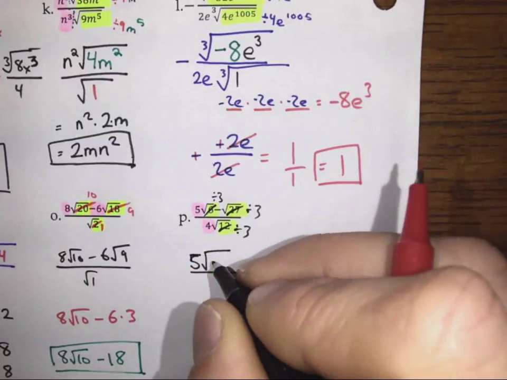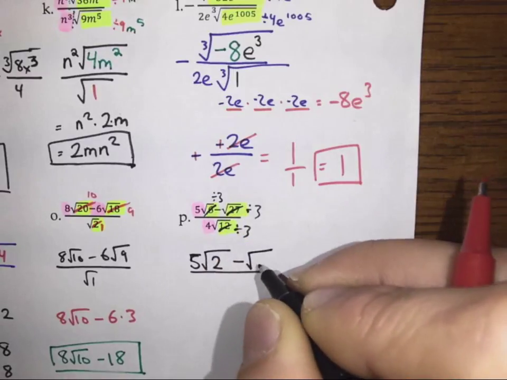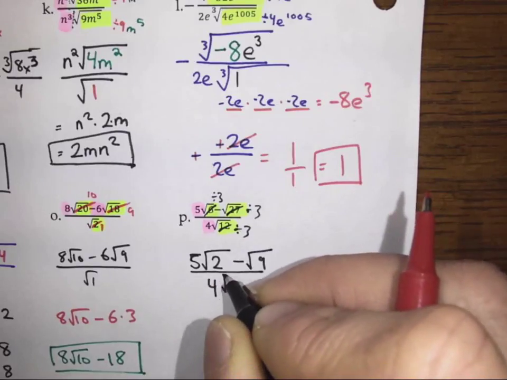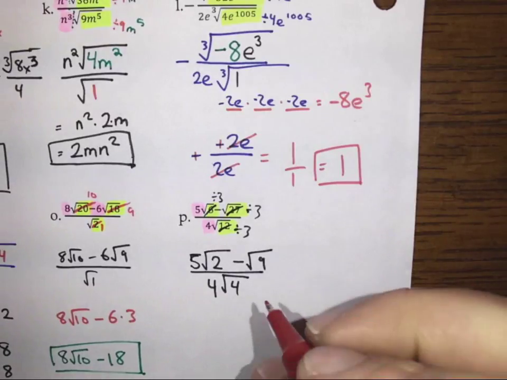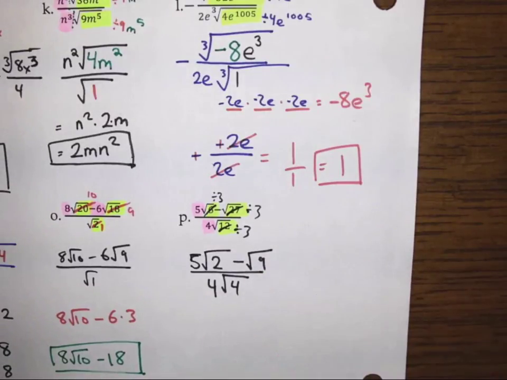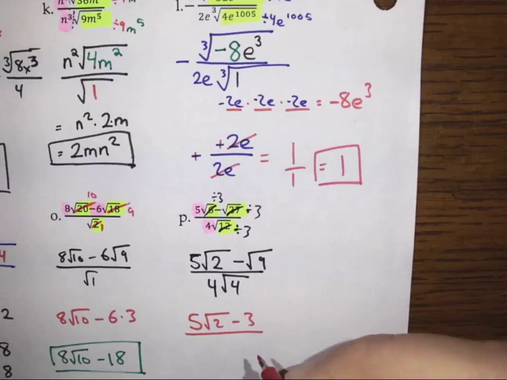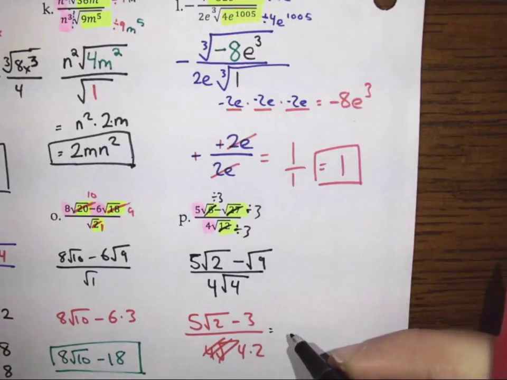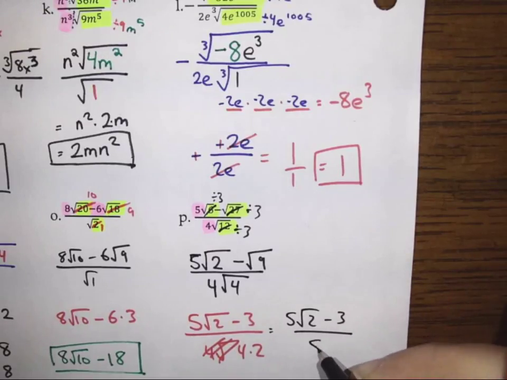And what do we have here? 6 divided by 3 is 2. Take away 27 divided by 3 is 9. And we've got 4, and root 12 divided by 3 is 4. A couple of these can be resolved, right? Root 9 is 3, root 4 is 2. So overall we get 5 root 2 take away 3 over 4 root 4 times 2. And that becomes 5 root 2 take away 3 over 4 times 2, which is 8.